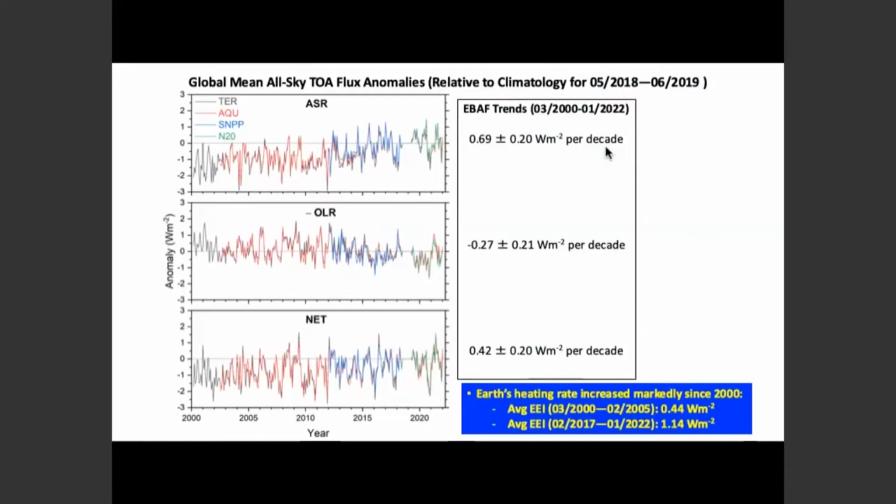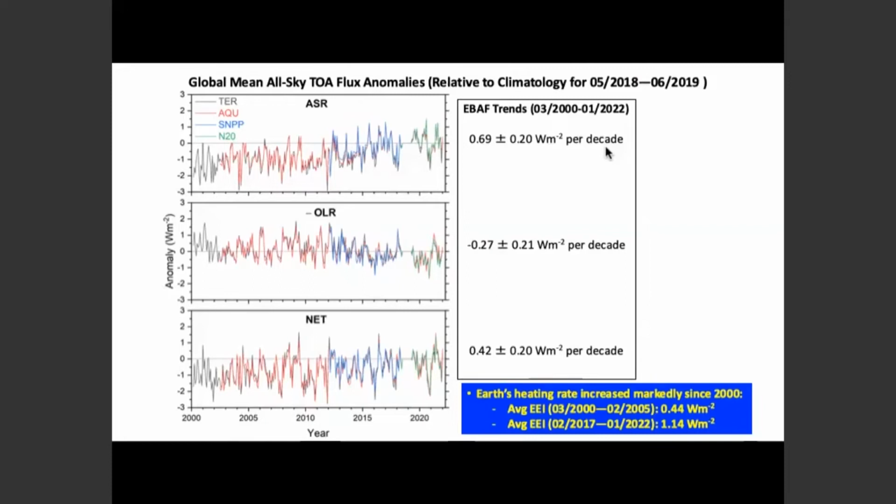And one of the alarming things in my mind is these trends. So on the right here, these are the trends that we're seeing in EBAF, 0.7 watts per square meter per decade for absorbed solar radiation. The OLR increased 0.27 watt per square meter, so this is shown here as negative because the fluxes are positive down. And the net Earth's energy imbalance increased 0.42 watts per square meter per decade.